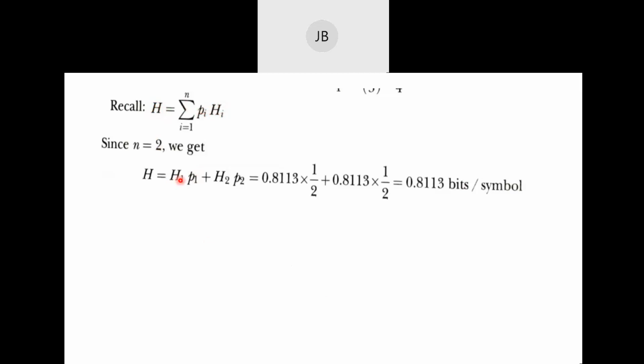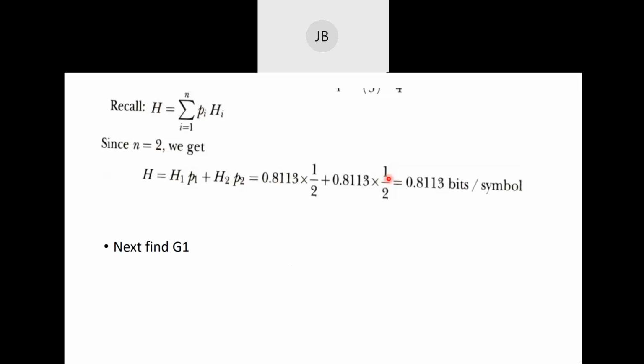So H1, P1, H2, P2. We know the H1 values here, and the probability of being in state 1 is half, or the probability of being in state 2 is also half, because there are only two states. Probability of state 1 is equal to probability of state 2, that is half. So this value gives us the overall entropy as 0.8113 bits per symbol.